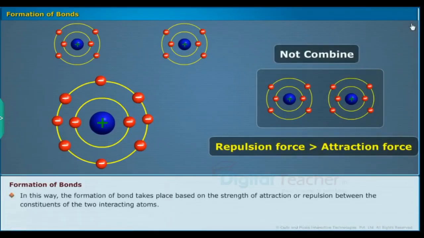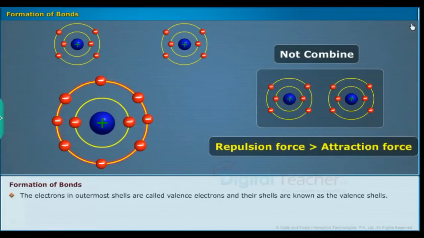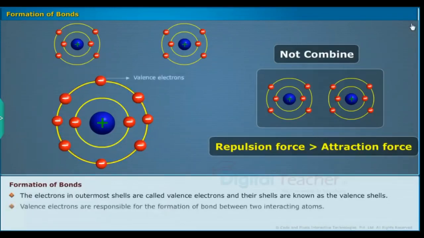In this way, the formation of a bond takes place based on the strength of attraction or repulsion between the constituents of the two interacting atoms. Moreover, when two atoms come closer together, the electrons in the outermost shells of both atoms get affected. The nucleus and the electrons in the inner shells of the atoms remain unaffected by the electrostatic forces. The electrons in the outermost shells are called valence electrons, and their shells are known as the valence shells. Valence electrons are responsible for the formation of a bond between two interacting atoms.